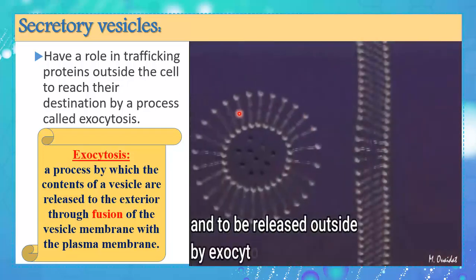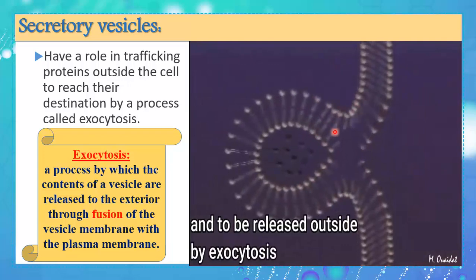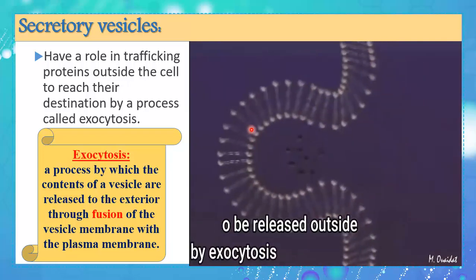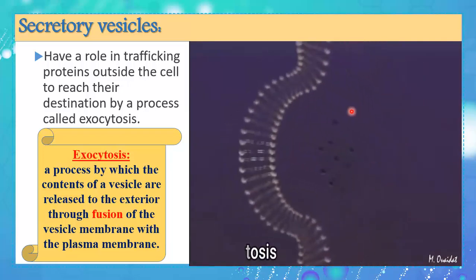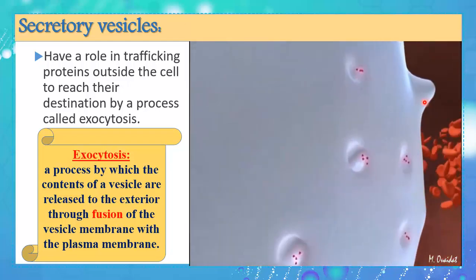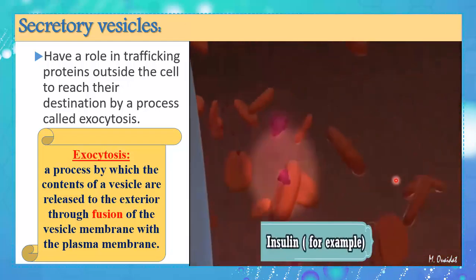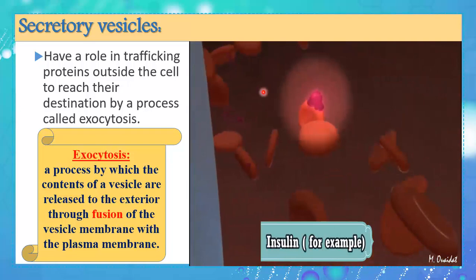As you can see here, the membrane of the vesicle fuses with the plasma membrane. The two membranes become one in order to release the proteins to the extracellular medium, in this case releasing insulin to the bloodstream. And that's simply it. The vesicles traffic proteins to the extracellular medium by exocytosis.